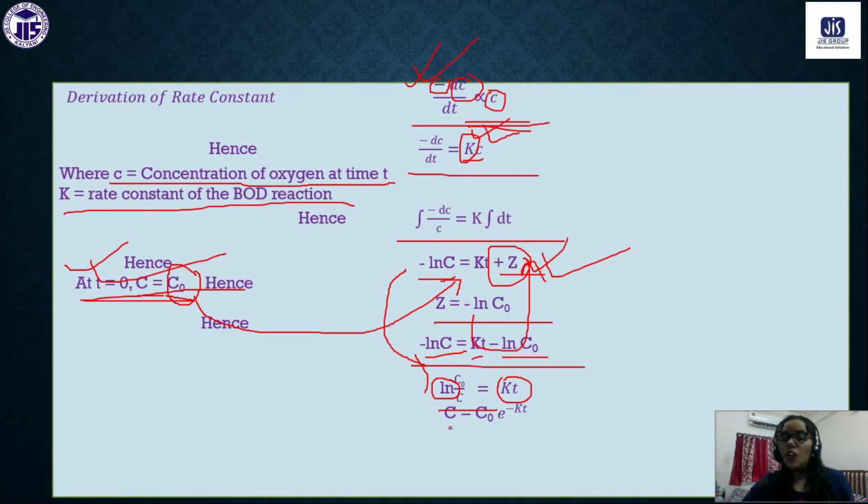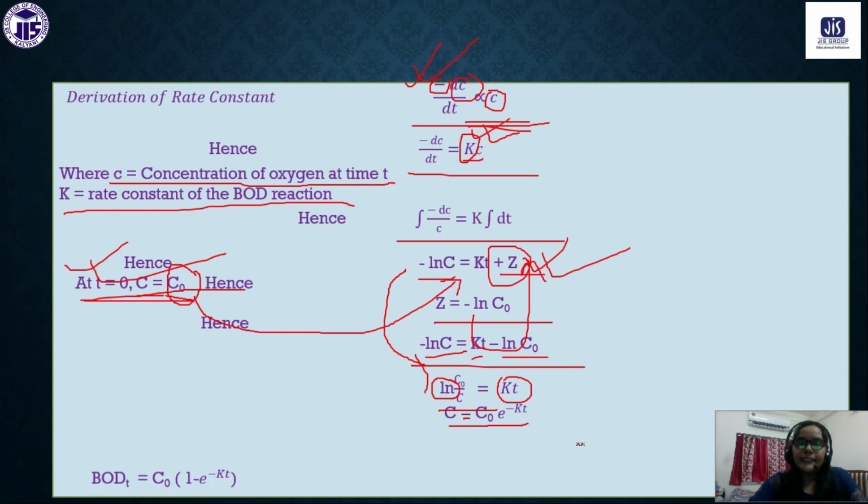Yes. Now what is this? C. Look here, C equals C. So we have just reversed the division. So that means C equals, what will happen? C equals C0 e to the power minus KT. As we have reversed it, that is why here we have incorporated the minus term. So that is why C equals C0 e to the power minus KT.